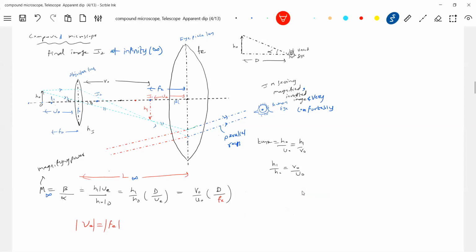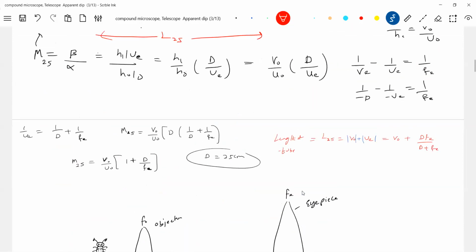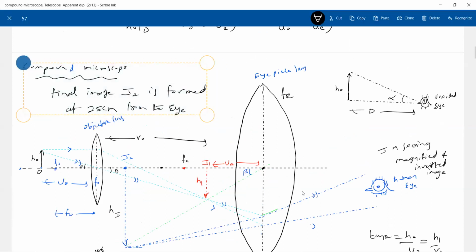I think the entire discussion is that UE will become equal to FE. The magnifying power is V naught by U naught, D by FE, because what is the value of UV? UV will become equal to FE. In which case will the magnifying power be more? When the object is at 25 centimeter, that is called the near point. Some books also call it the final image at the near point: final image I2 at 25 centimeter from the eye.